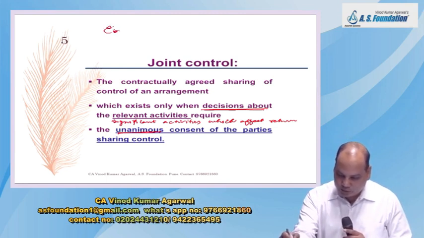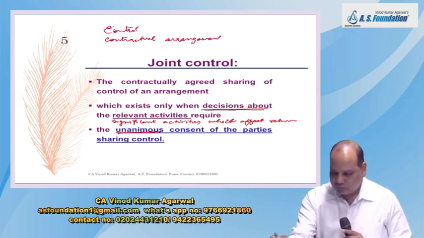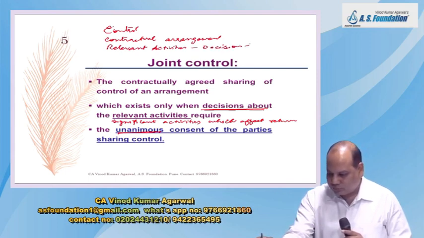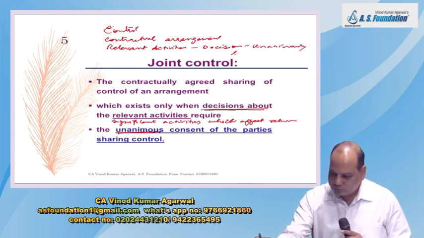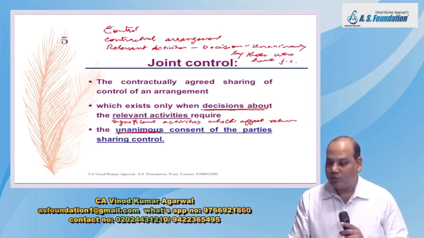So there must be control. There must be a contractual arrangement. There must be relevant activities, decisions relating to which are to be taken unanimously by those who have joint control. There may be a lot of people who don't have joint control.